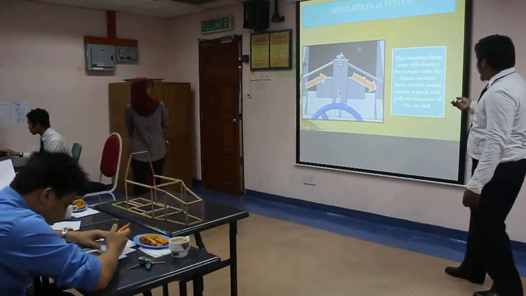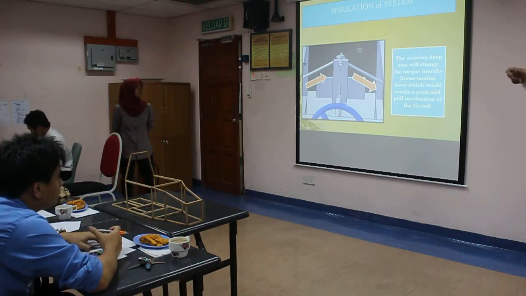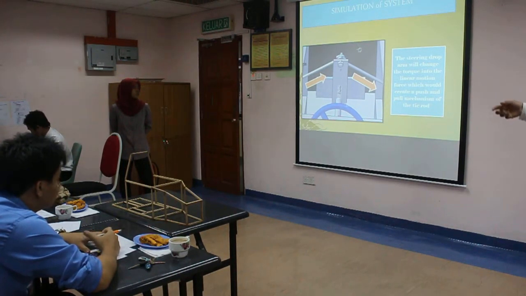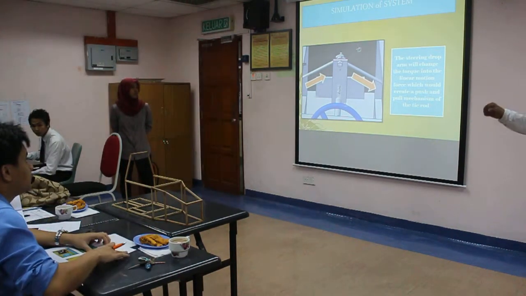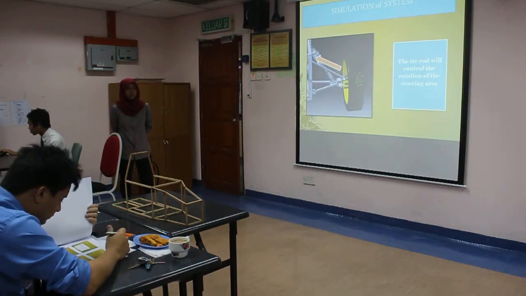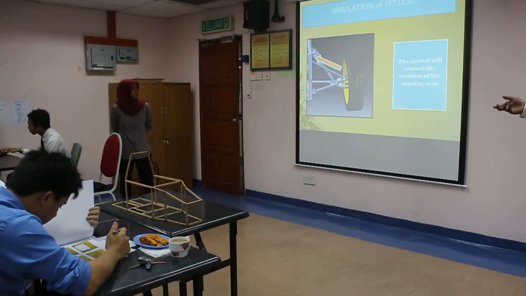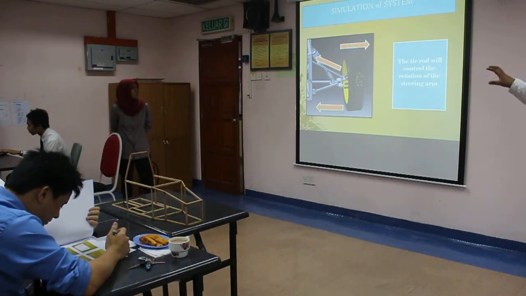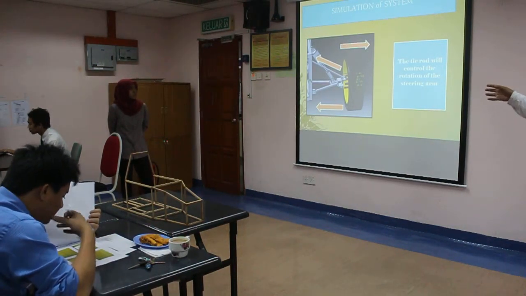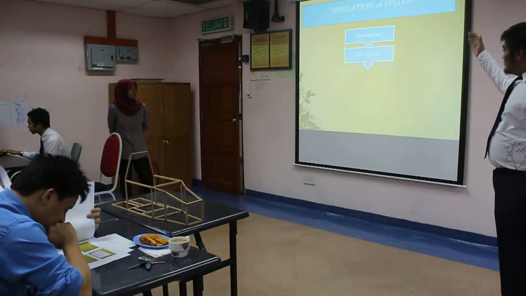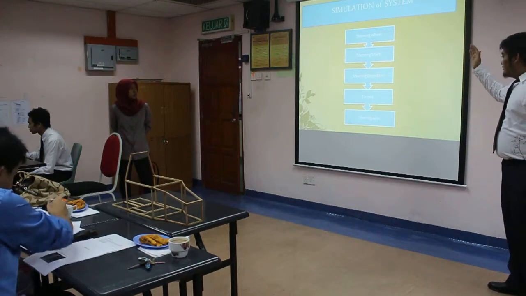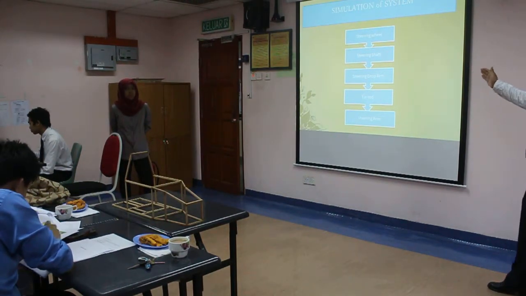will then transfer to the steering rod, which will change the torque into linear motion, which will create a push and pull mechanism of the tie rod. From that, the tie rod will then control the rotation of the steering arm, and it will move the tire according to the direction of the steering itself. So this is the simulation, starting from steering wheel, steering shaft, steering rod arm, tie rod and steering arm.